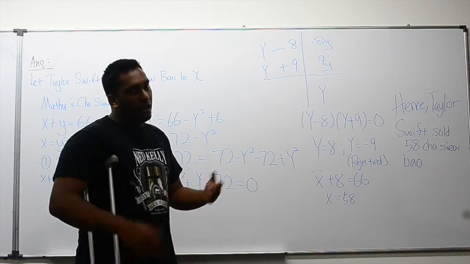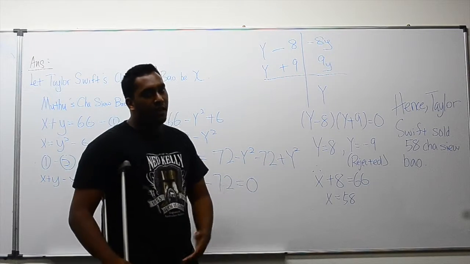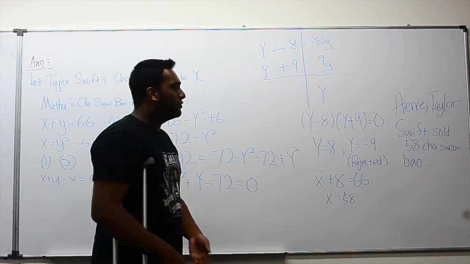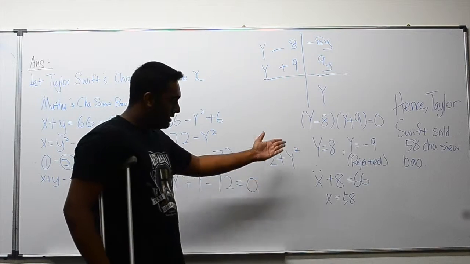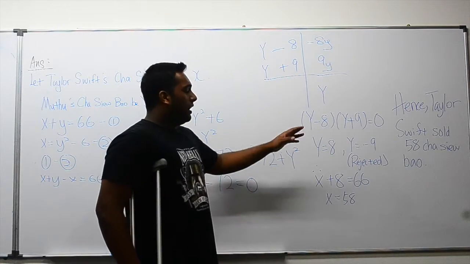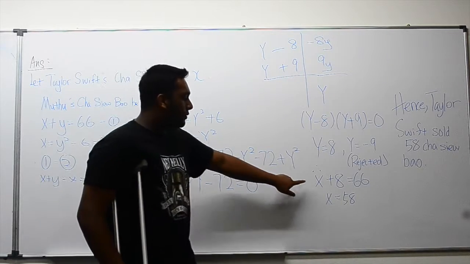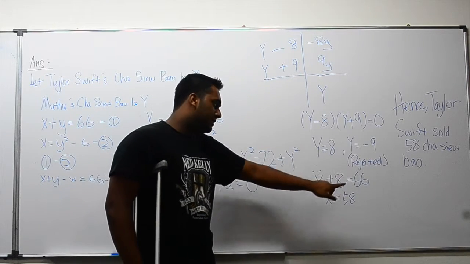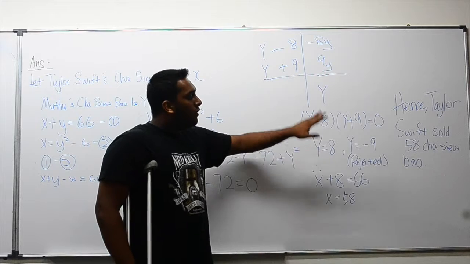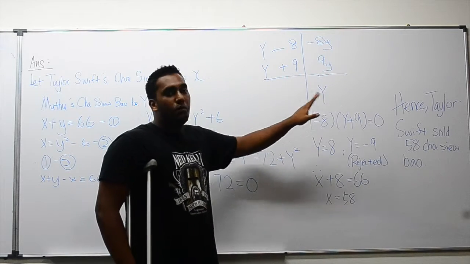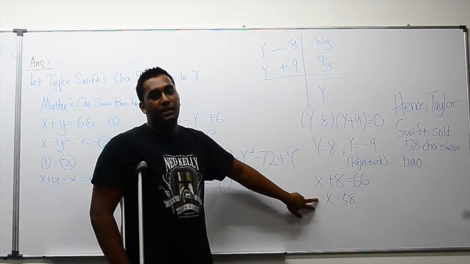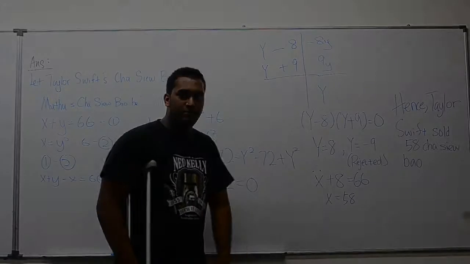So obviously it can't be minus 9. How can the amount of Char Siew Pao sold by Muthu be negative 9? So it's 8. Then the value of 8 we will put in the first equation again. That's why it's x plus 8 equals 66. Therefore, the number of Char Siew Pao sold by Taylor Swift is 58. Thank you.